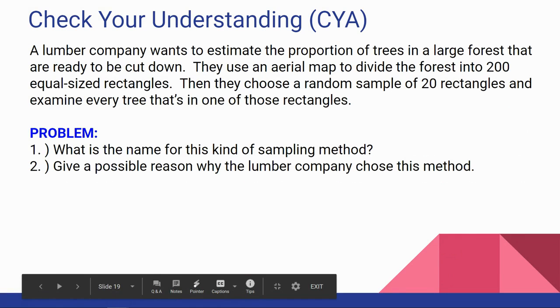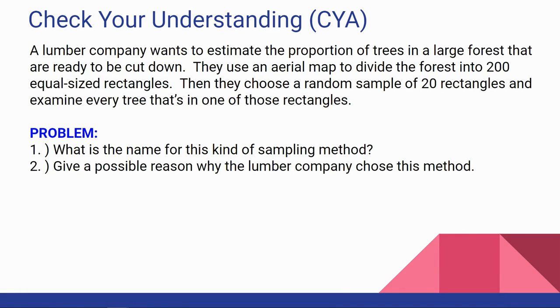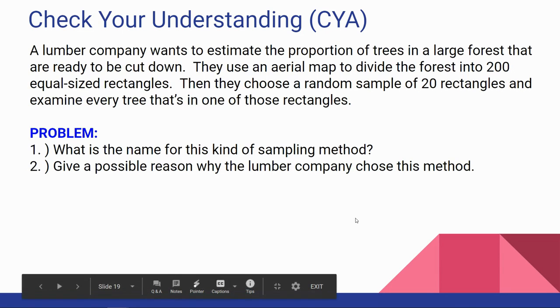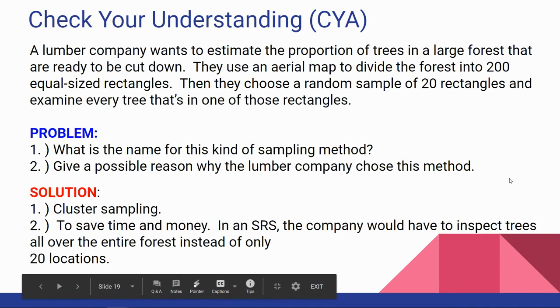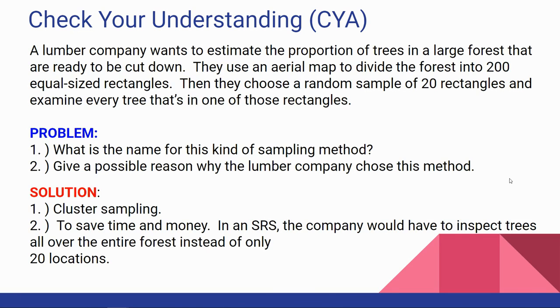So here's another check your understanding. You're looking to see what is the name for the kind of sampling method described, and give a reason why the lumber company chose this method. And the answer is it is a cluster sampling, and it's to save time and money. In an SRS, this company would have to inspect trees all over the entire forest instead of only the 20 locations.